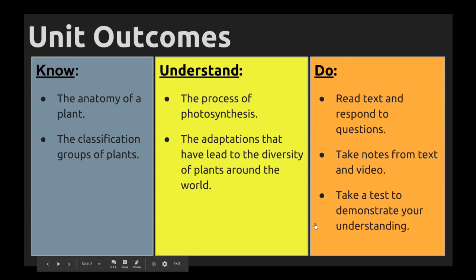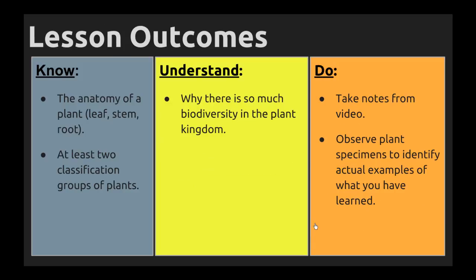Our unit outcomes are around plant anatomy and classification of plants, photosynthesis, adaptations, biodiversity, reading and responding to text and video, and tests and in-class labs. Specifically today, making sure you're comfortable with leaf, stem, and root, and that you're starting to identify classification groups of plants. When you hear words like vascular, non-vascular, seed or seedless, gymnosperm, angiosperm, start paying attention to those terms.